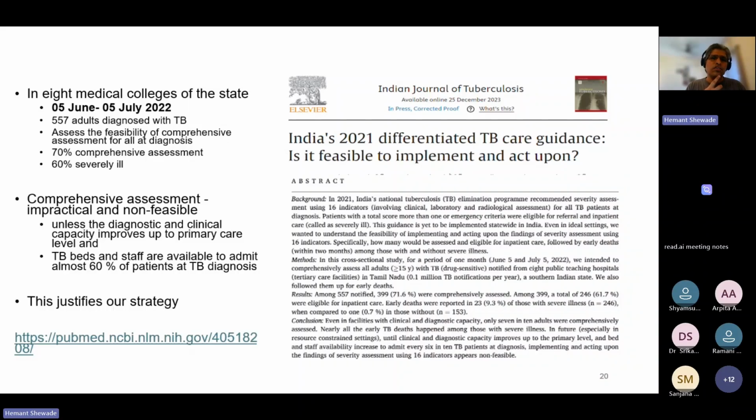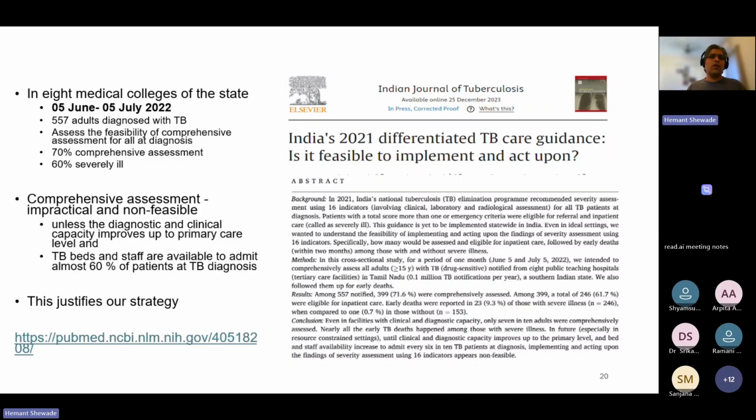So in 8 medical colleges of a state for a period of 1 month, around the time when we started TN-KET, we said, let us implement the 2021 differentiated TB care guidance, where all patients getting diagnosed in these 8 medical colleges would be assessed using the 16 indicators. What we found was that of 557 adults diagnosed with TB in these 8 medical colleges, 70% were comprehensively assessed and 60% were identified as severely ill, that is, total score more than 1. So what we inferred is comprehensive assessment is impractical and not feasible. How did we infer that?